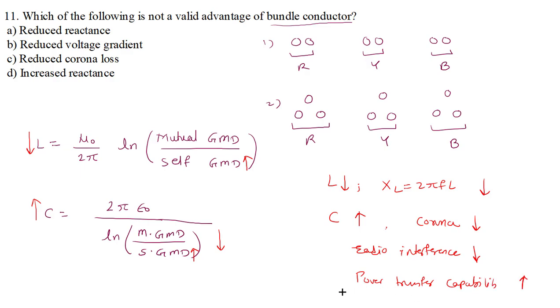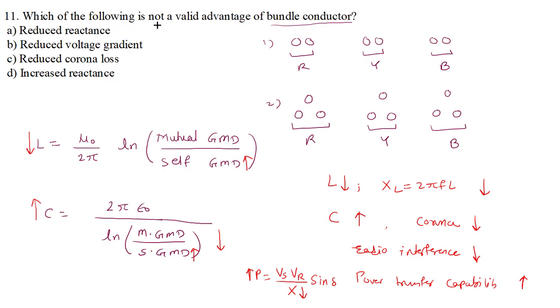Power transfer capability is increased with the help of a bundled conductor. Why? Because, as you are aware, if we have the sending end voltage as Vs and the receiving end voltage as Vr, the power transfer capability is given by Vs Vr by X sin delta. So if your X is getting reduced, power transfer capability will be increased. Okay, so these are all the advantages of a bundled conductor.